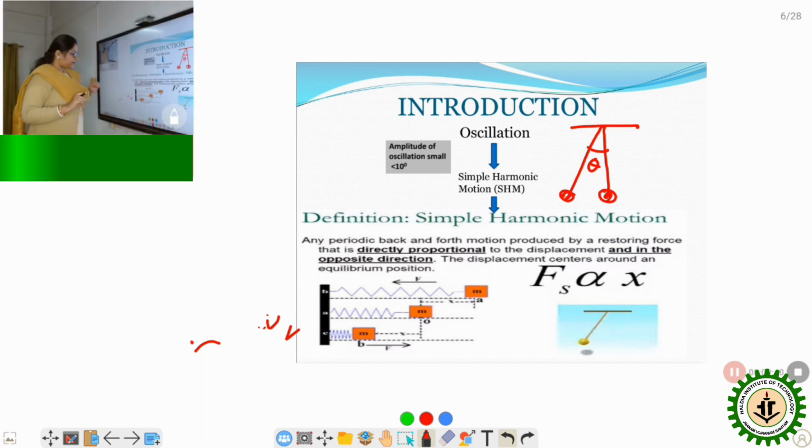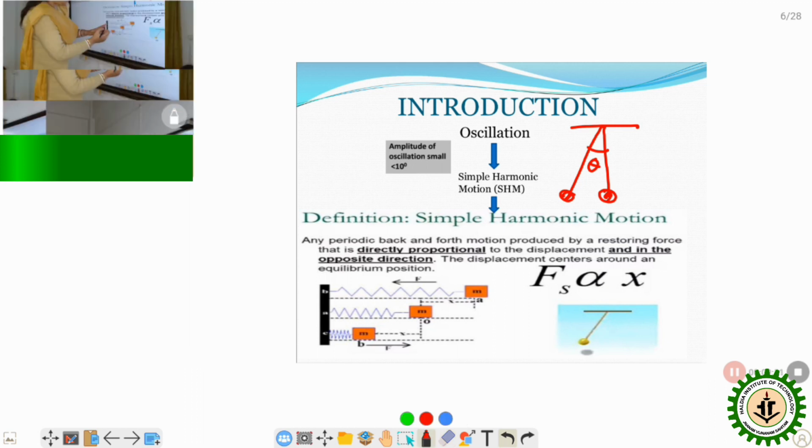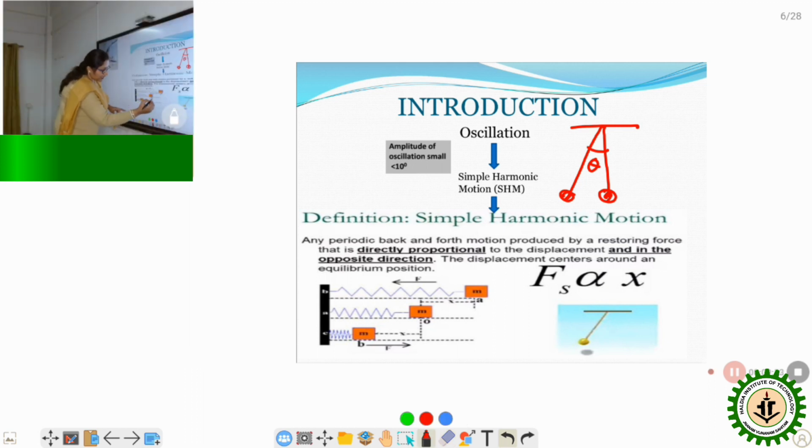Let us try to understand. See, this is a spring system. Now, you can see this is the direction x. This is the x direction, the one-dimensional x direction.